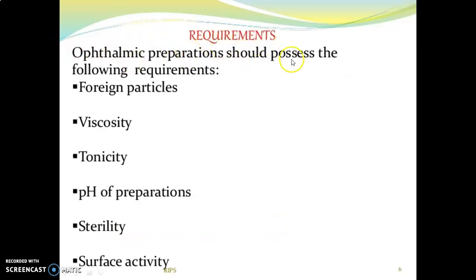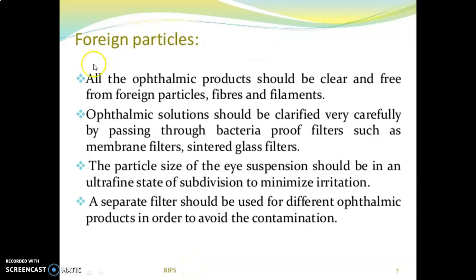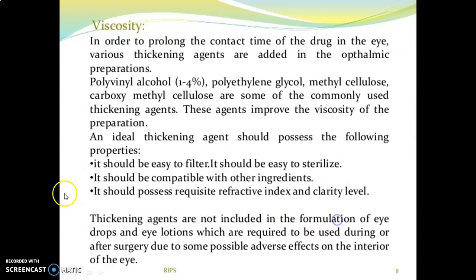Requirements: an ophthalmic preparation should possess the following requirements: foreign particles, viscosity, tonicity, pH of preparation, sterility and surface activity. Foreign particles: all ophthalmic products should be clear and free from foreign particles, fibers and filaments. Ophthalmic solutions should be clarified very carefully by passing through bacteria-proof filters such as membrane filters and sintered glass filters. The particle size of the eye suspension should be in an ultrafine state of subdivision to minimize irritation. A separate filter should be used for different ophthalmic products in order to avoid contamination.